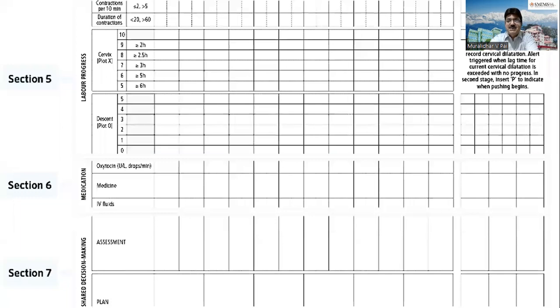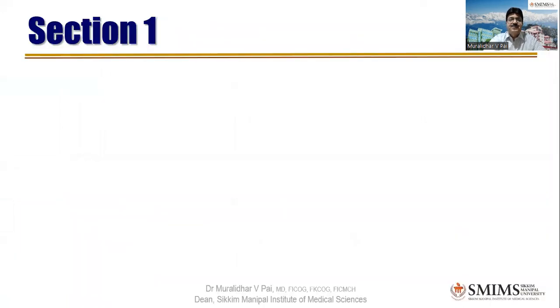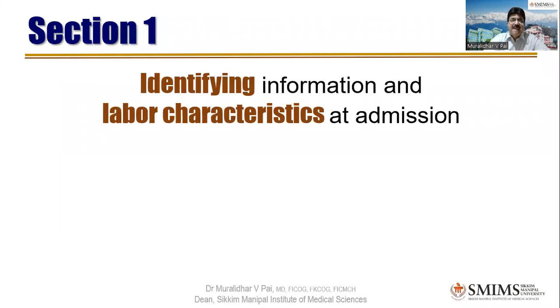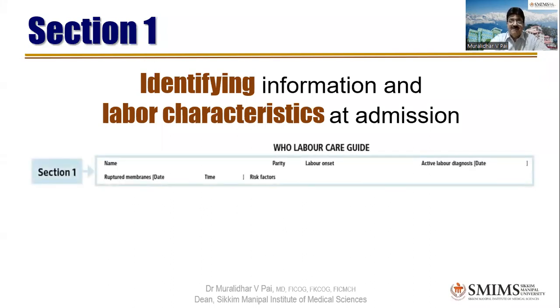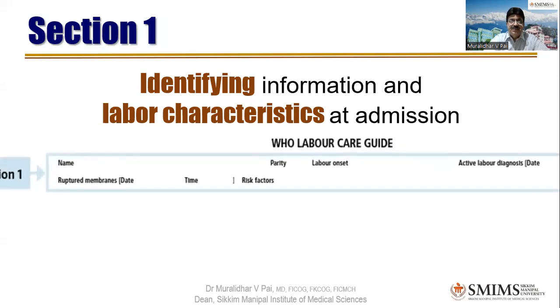Today, I will take as much as possible. Probably I will not be able to cover all the 7 sections today, and I should not rush through this part. So today I will take as much as I can, and if I can't complete, obviously I will continue tomorrow. Section 1 probably is the easiest one, where it is only identifying information and labor characteristics at admission. So what do they have? Let me zoom in now.